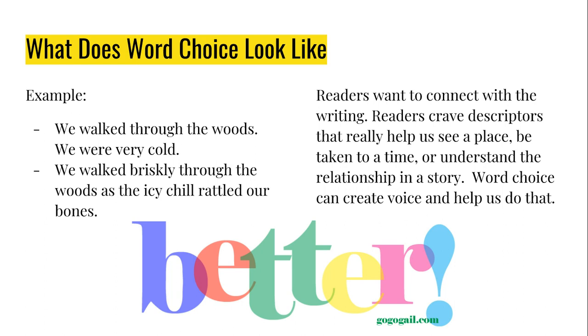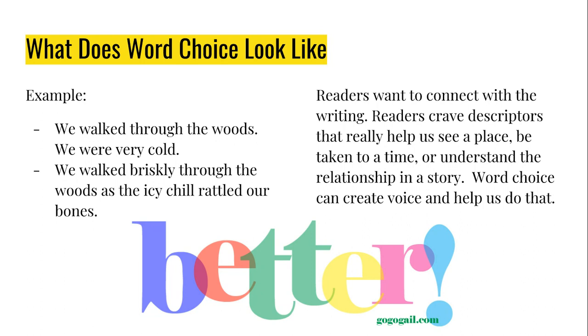So readers will always want to connect with the writing, right? So that when we read, we're reading it for some intended purpose. Sometimes we may not want to read what we're reading, like if I'm reading a scientific journal about a certain new bacteria that they found or whatever it might be. But normally we want to always understand where the writer is coming from. Usually when we read for enjoyment, readers are going to crave descriptors that really help us see a place, be taken to a time, or understand the relationship in the story. Word choice can create that voice and help us do that.